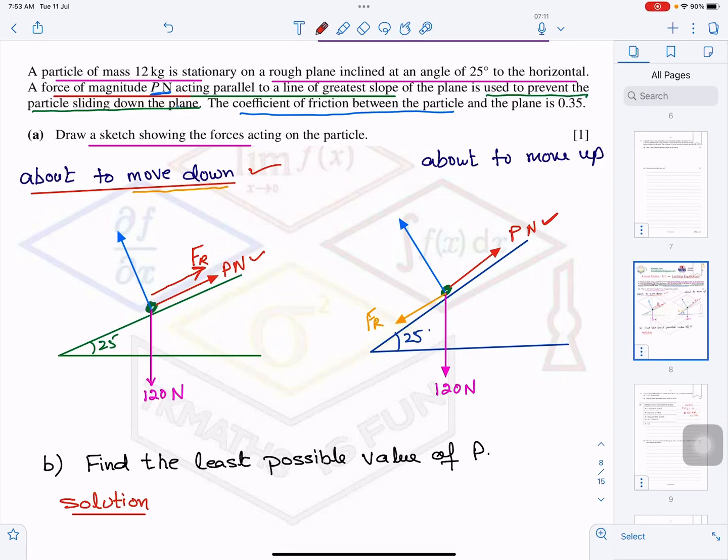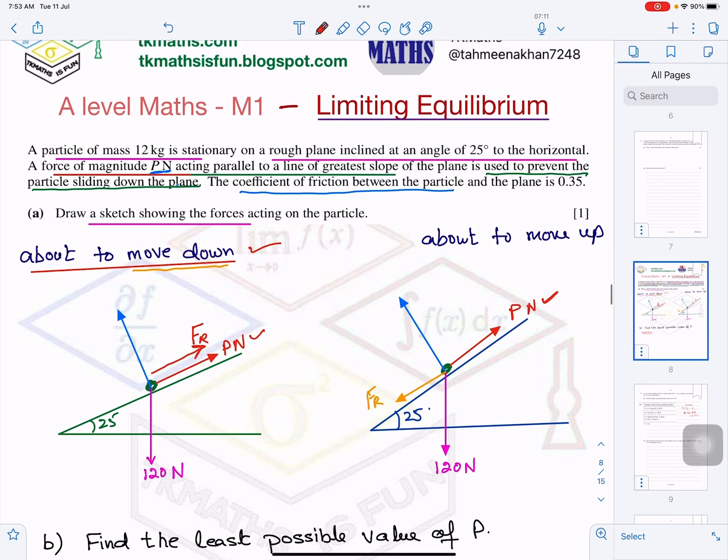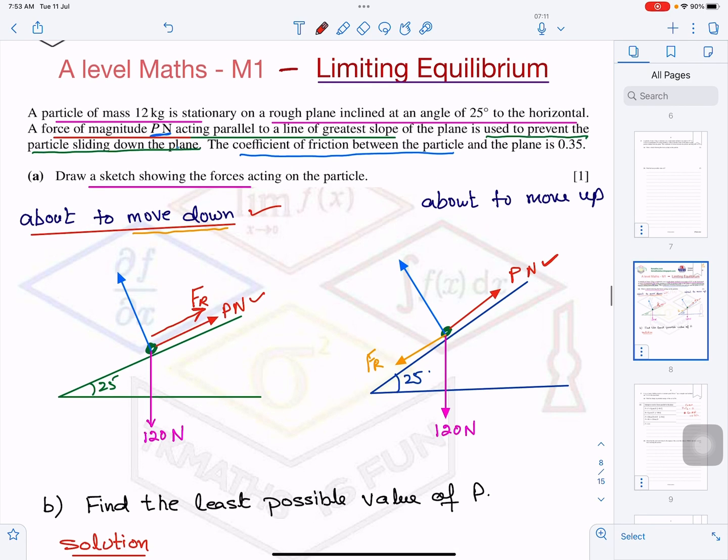So we have solved the first part of the question, in which we have shown the force acting on the particle. Now we have to solve part 2, which says: find the least possible value of P. Okay, here, find the least possible value of P.